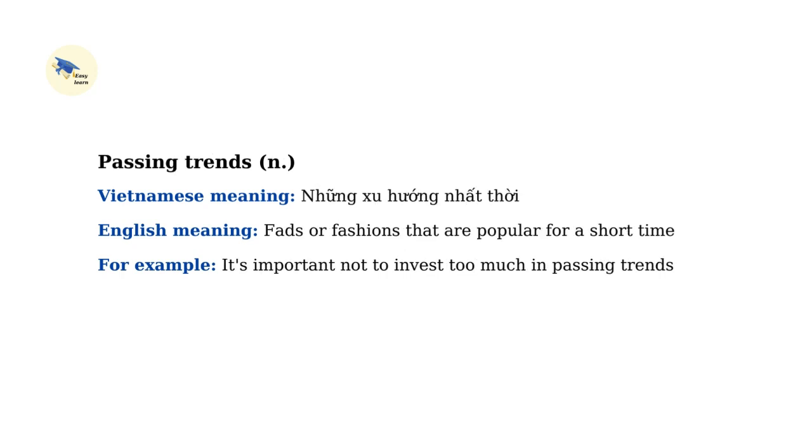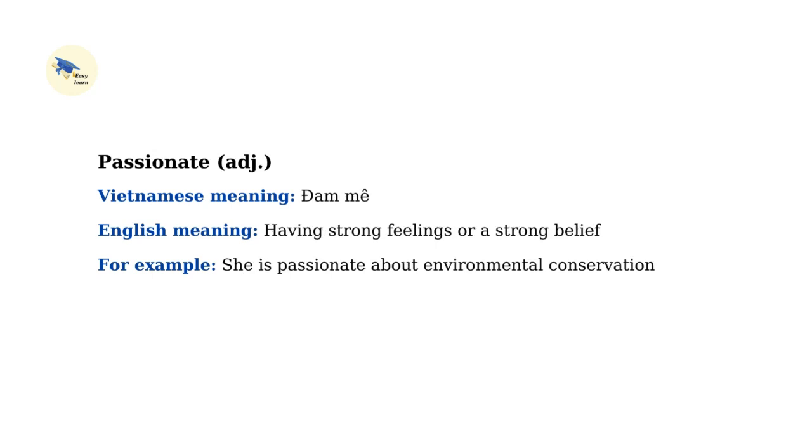Passing trends. Những xu hướng nhất thời. Fads or fashions that are popular for a short time. For example, it's important not to invest too much in passing trends. Passionate. Đam mê. Having strong feelings or a strong belief. For example, she is passionate about environmental conservation.